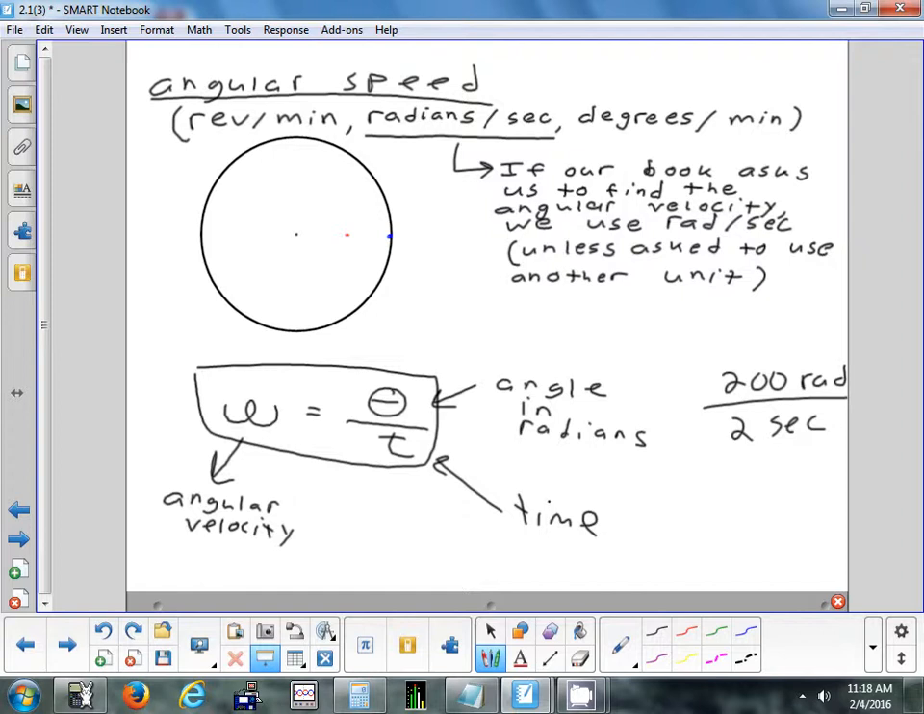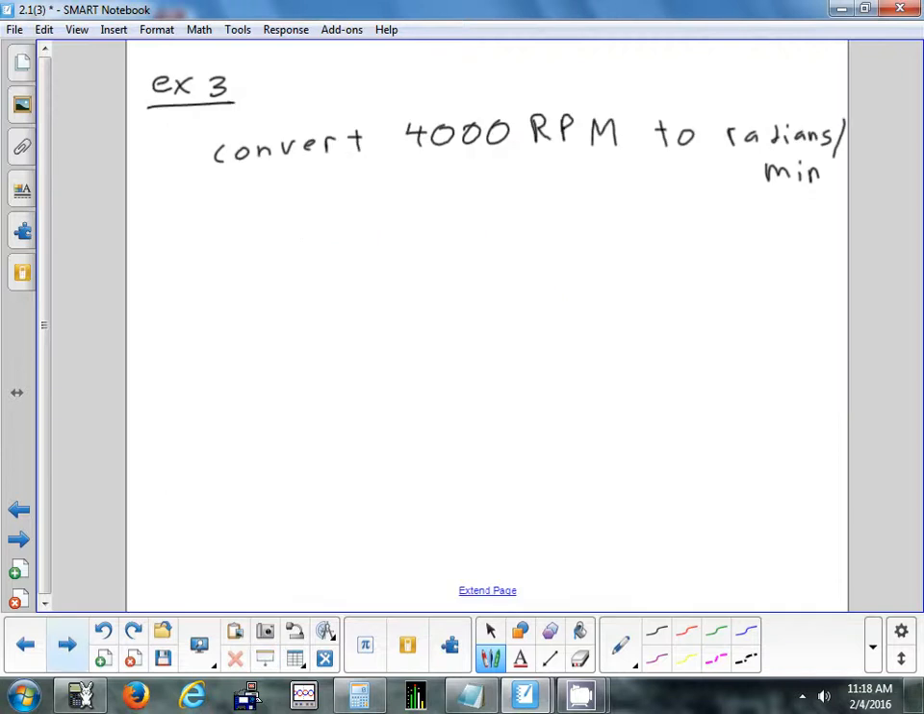I'd say most things are RPMs for everyday usage. That's what you'd probably see on power tools, in your car, things like that. All right, so let's try an example where we convert 4,000 RPMs to radians per minute. Just in case they write it like this on the test, can somebody remind me again, what does RPM stand for? Revolutions per minute. If you had a question and you didn't know that, I would tell you that, but that's what RPMs are, revolutions per minute.